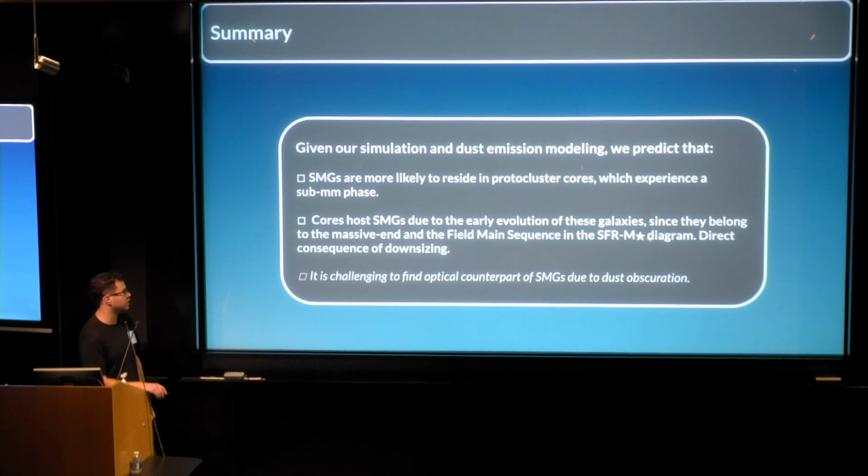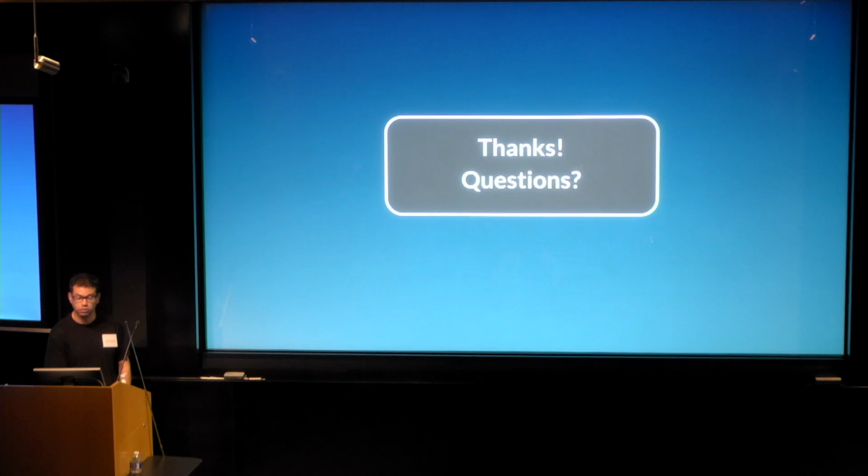So this is a direct consequence of downsizing, that massive galaxies form the bulk of their stellar mass earlier compared with other galaxies. And also, something I didn't show you here is that it's challenging to find an optical counterpart of SMGs due to this obscuration. And that's it. Thank you.